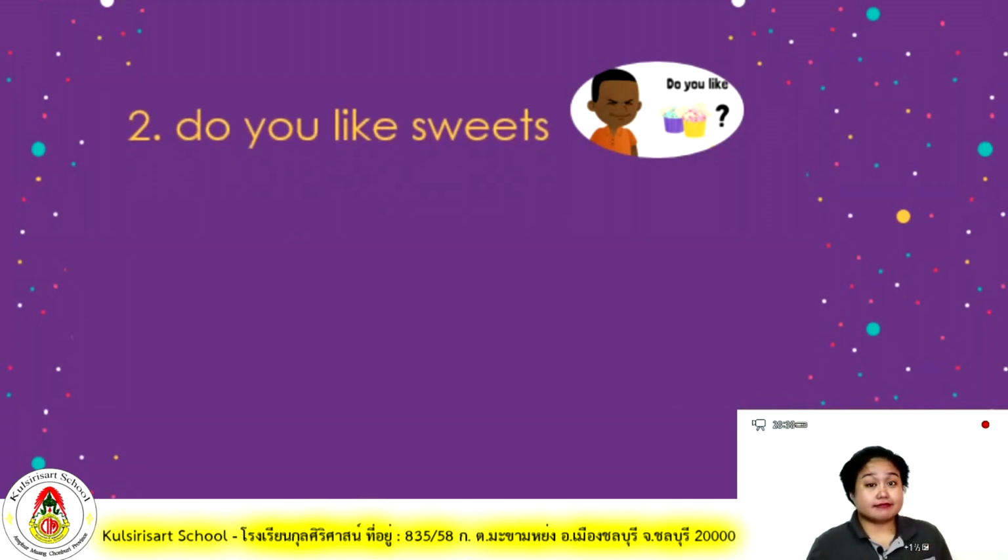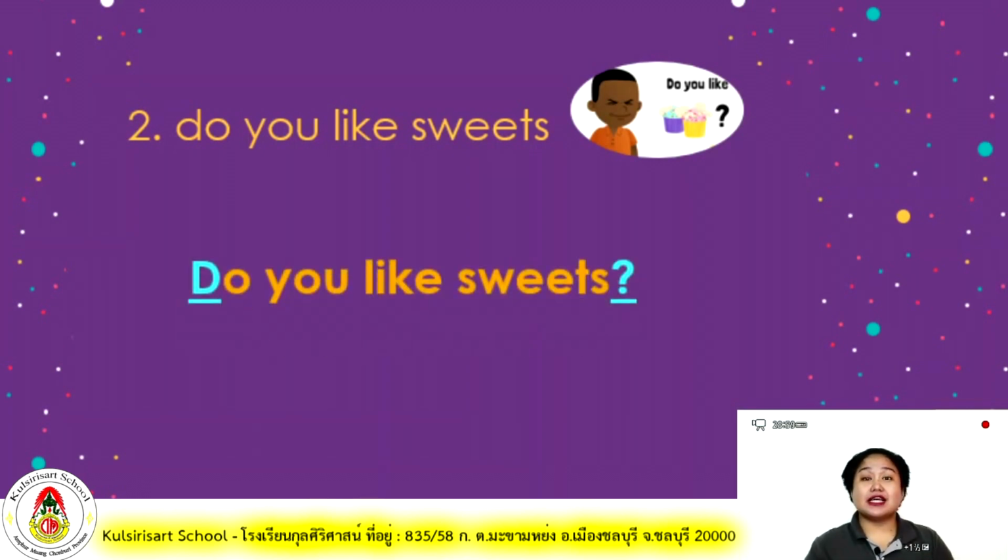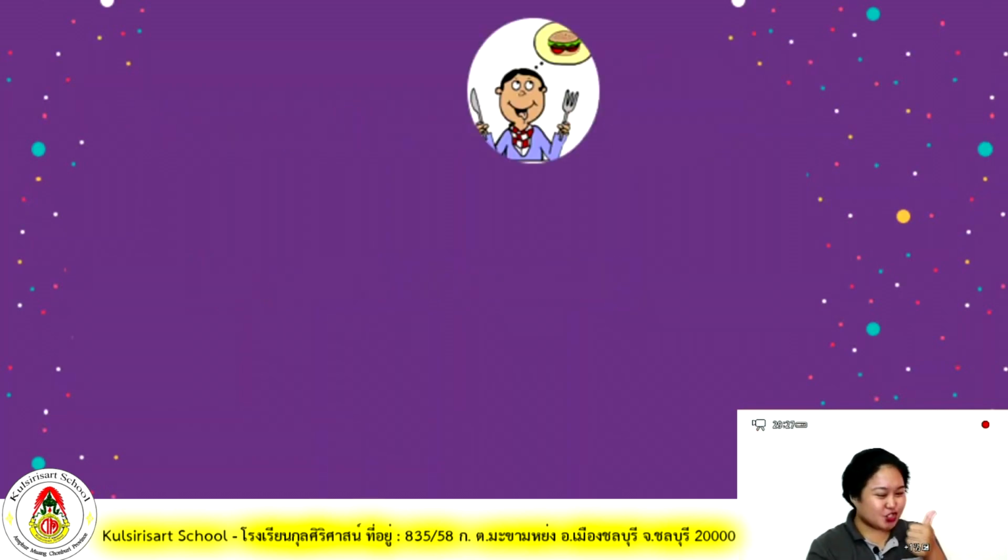Next, number two. Do you like sweets? What letter should we capitalize and what punctuation should we use? Write your answer. Are you finished? Okay, the correct answer, we capitalize letter D in the word do. And what punctuation did we use? We use question mark. And now, how do we read the sentence ending in question mark? Again, do you like sweets? 1, 2, 3, go. Very good. Job well done.